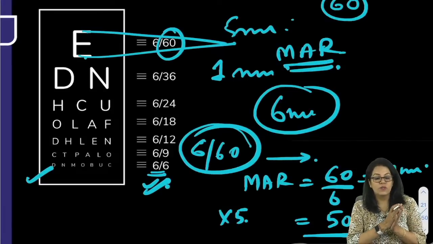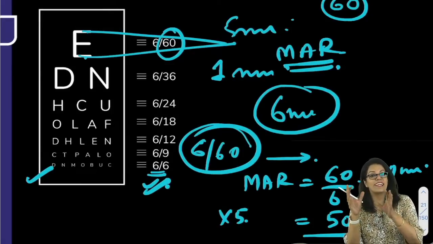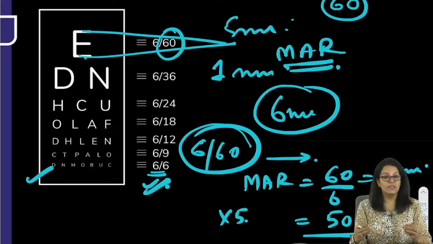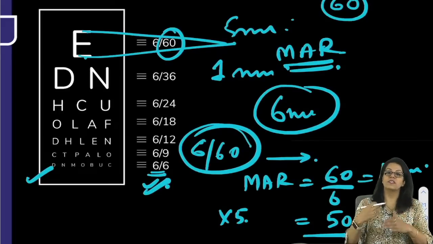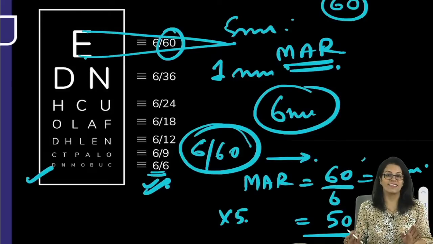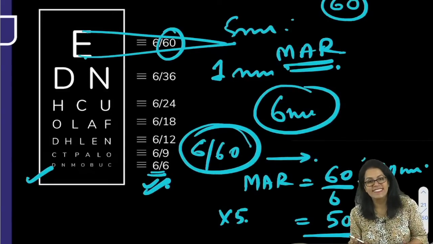Right? So this was your question asked: 6 by 60 ka letter, how much angle it will subtend at 6 meter distance. How will you solve? Quickly find out the MAR. How to find it? Reverse the fraction. Whatever comes out, multiplied by 5, you can get the answer. So now if they ask you for any equivalent line, you will be able to say.